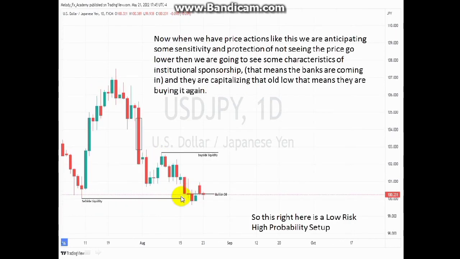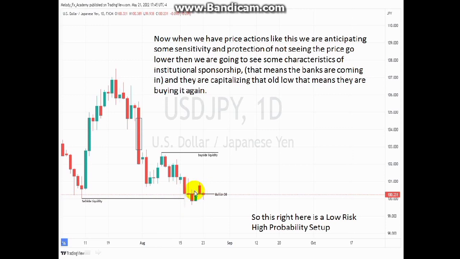Now, remember we talked about this: when we have price action like this, we are anticipating some sensitivity and protection of not seeing the price go lower. Then we are going to see some characteristics of institutional sponsorship. That means the banks are coming in and they are capitalizing on that old low. That means they are buying it again. So this right here is a low risk and high probability setup. In this case, we have this old low being violated right here.